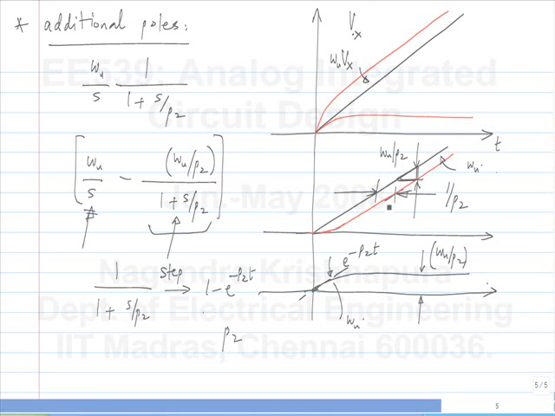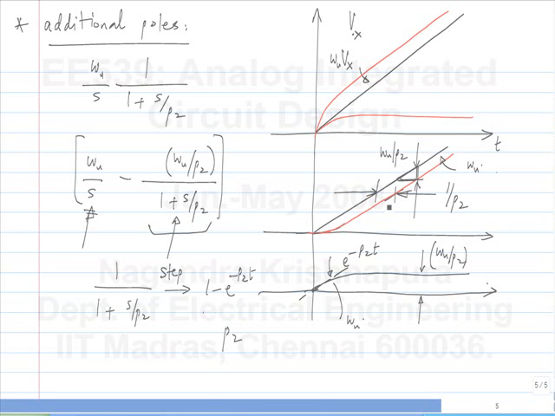So a pole at a frequency P2 introduces a delay in the ramp response of 1 over P2 seconds. So that's the effect of the additional pole. If the pole is at a lower frequency, it introduces more delay. So you can intuitively see that it is worse. We'll see the exact effect afterwards.